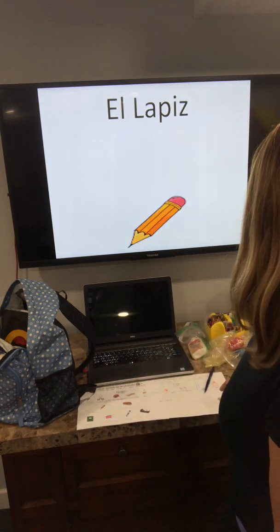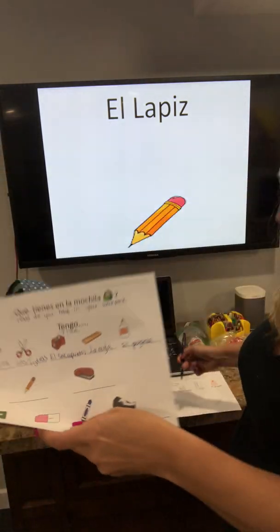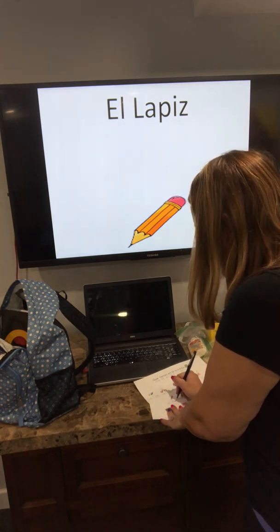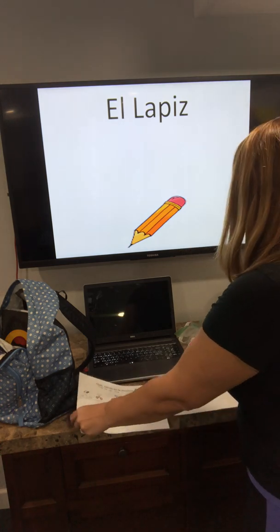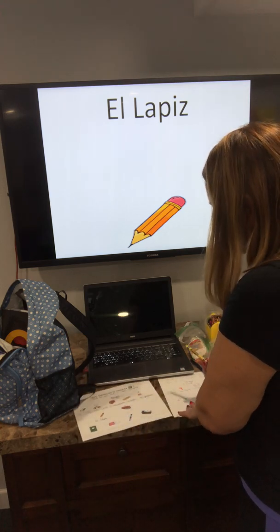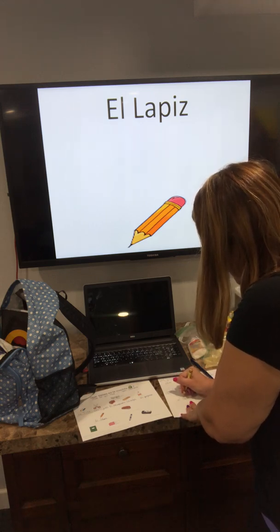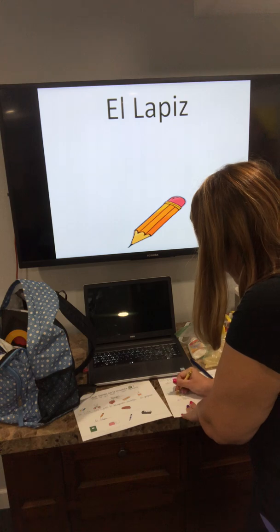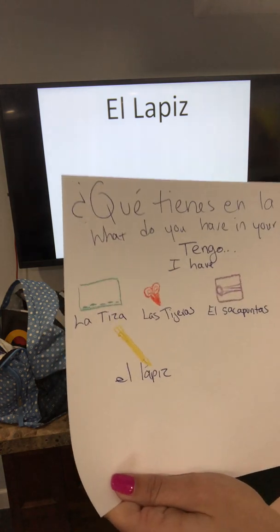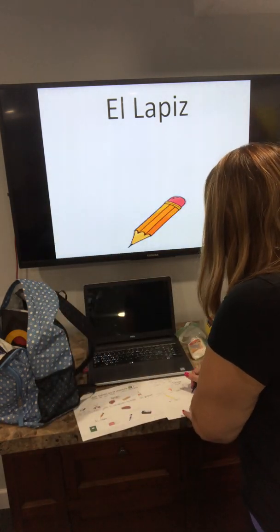El lápiz, el lápiz. So find el lápiz on your paper, and you're going to write el lápiz. And if you don't have a paper printed out, you're just going to draw el lápiz. That's my picture. Not a great pencil, but you know what it is. El lápiz.